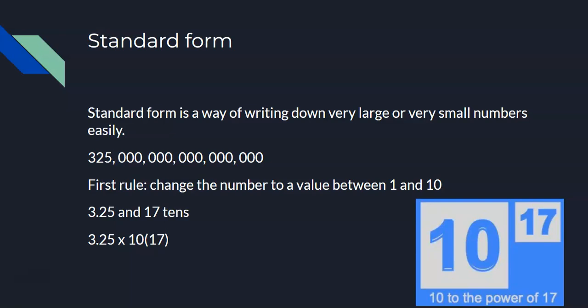10. So for here, we might write it as 3.25 because that's the first numbers here, and 17 tens because we've got these 15 here, 16, 17 with the 2 and the 5 as well. So we could write that as 3.25 times 10 to the power of 17. It's just a standard form way of writing that number.